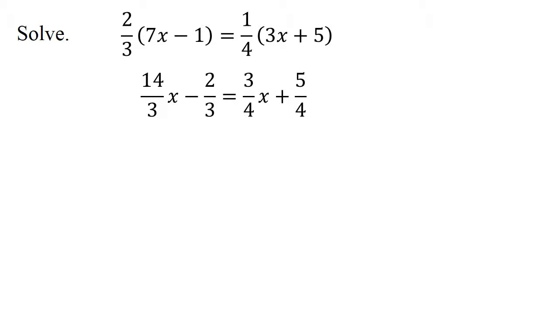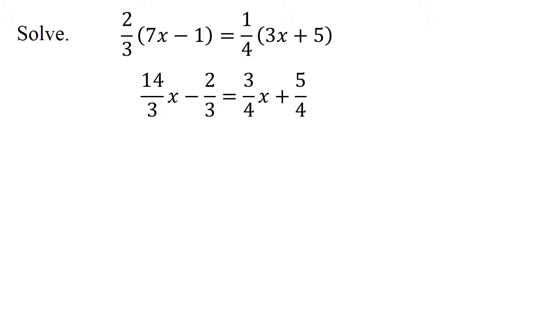So 14 thirds x, 2 thirds times negative 1, negative 2 thirds, 1/4 times 3x, 3/4 x, and 1/4 times 5, 5/4. Now, because this is an equation and not just expressions, we have an option that we don't have with just expressions, and that is the multiplication property of equations.